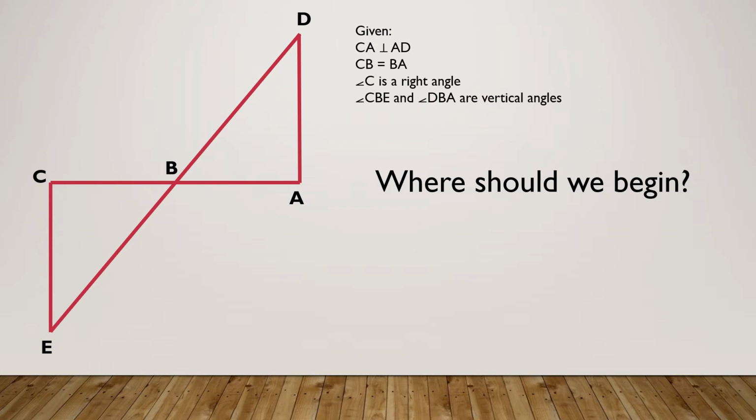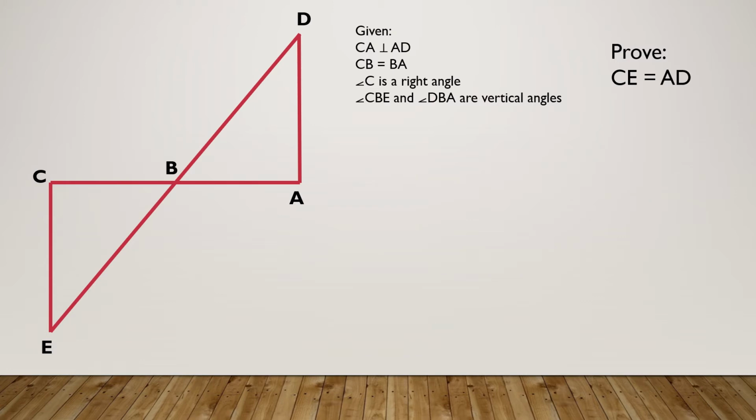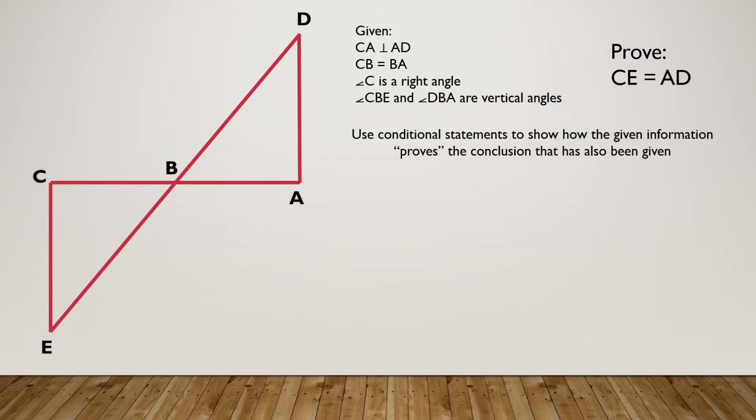In addition to thinking about where we should begin, we also want to keep in mind where we should end. For this particular figure, where we want to end is by proving that CE equals AD. So keeping in mind the information that's been given to us and what we're supposed to prove, we're going to use conditional statements to show how the given information proves the conclusion.